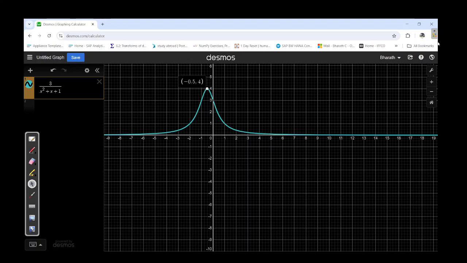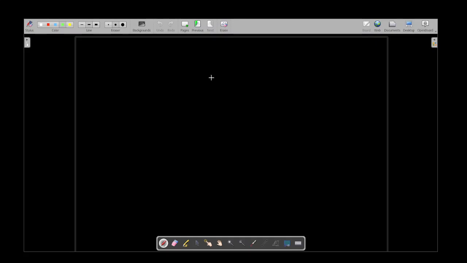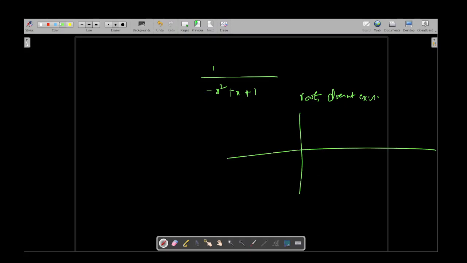I encourage you to solve some problems of this kind when a is negative, that is, when the coefficient of x square is negative and there are no real roots. So if I have minus x square plus x plus 1, problems like this, if the roots do not exist, the curve will look like this. It will take some value and go to 0 like this, and the range will again be from this point to 0.